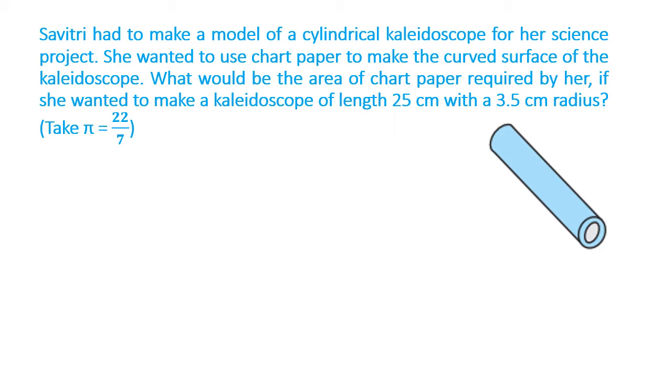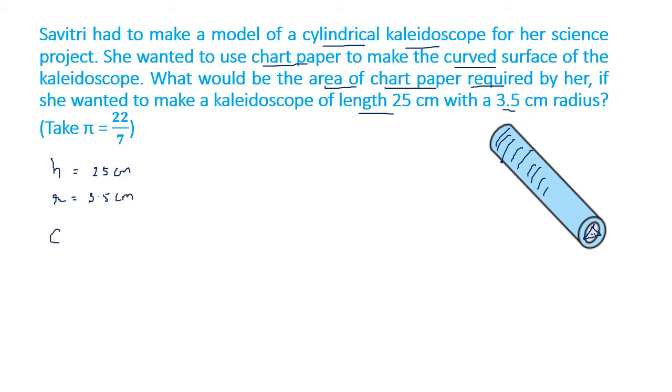Savitri had to make the model of a cylindrical kaleidoscope for a science project. What is a kaleidoscope? There are three mirrors placed at 60° inside, and the reflection will give you the designs. Now she wanted to use chart paper to make the curved surface. You can see the curved surface of the cylinder is made up of chart paper. What would be the area of the chart paper required by her, if the length of the kaleidoscope is 25 centimeter and radius is 3.5? The length of the kaleidoscope is also the height, which is given 25 centimeter. The radius is given 3.5 centimeter.